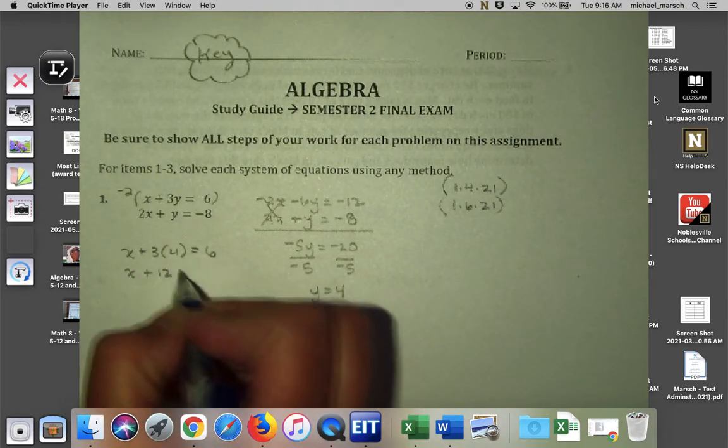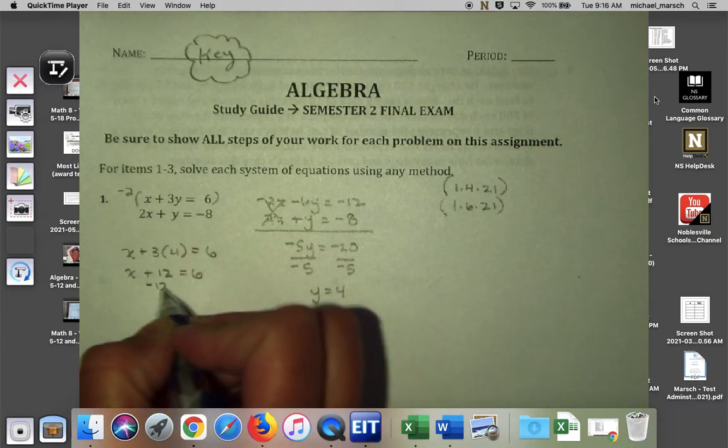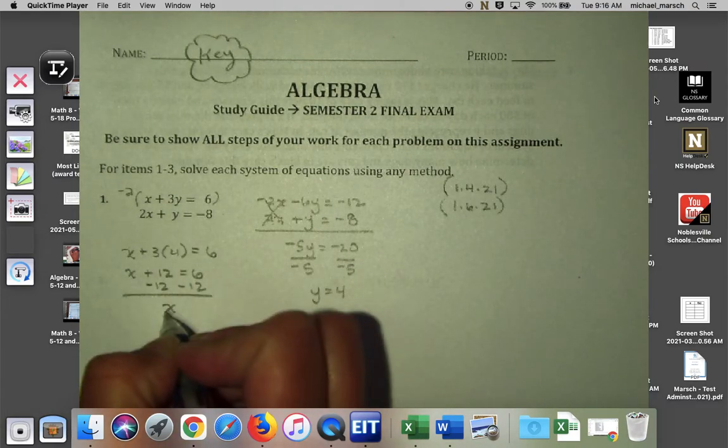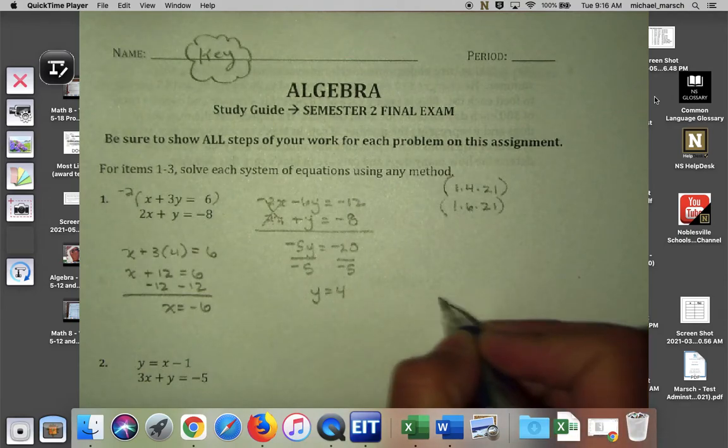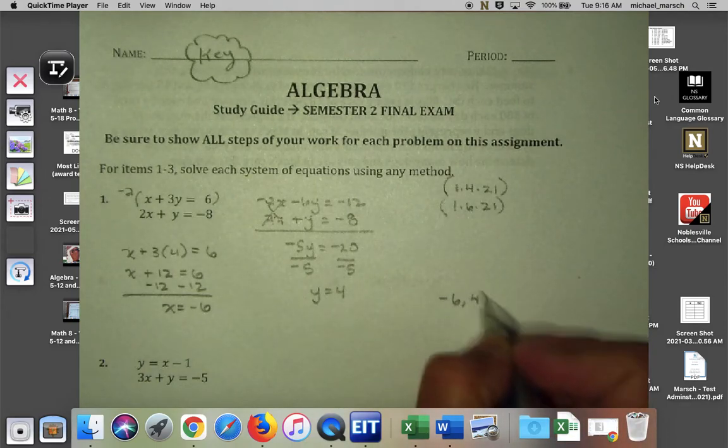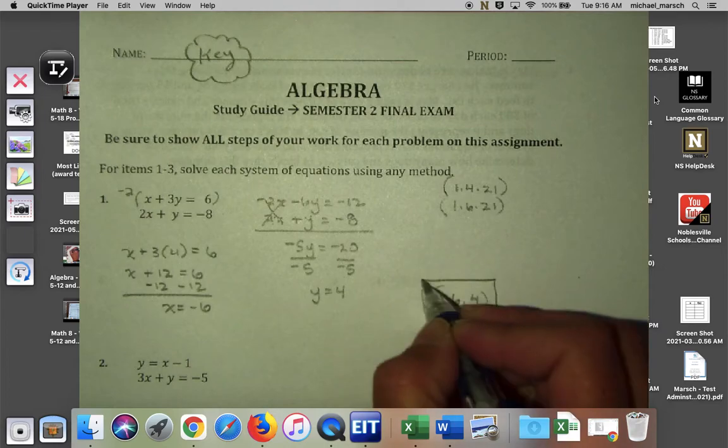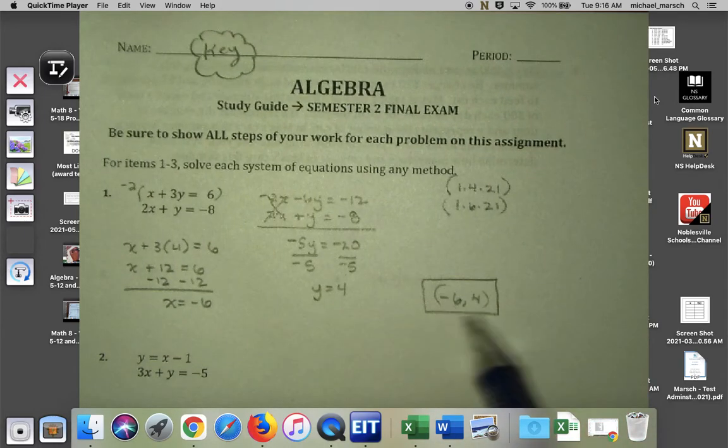x plus 12 equals 6. Subtract 12 from both sides. x equals negative 6. So my answer is the ordered pair negative 6, 4. That's my solution. If I were to graph both those lines, they would intersect at this point.